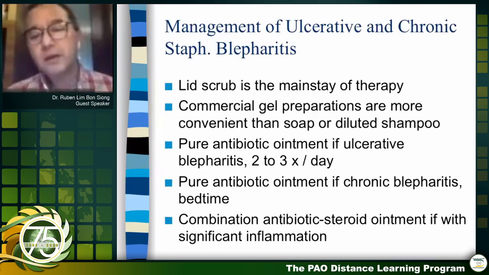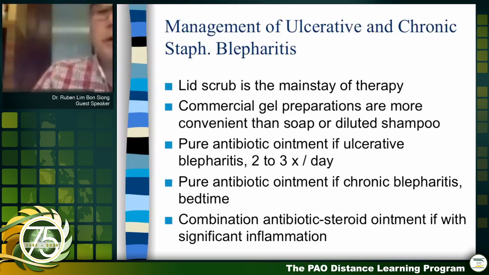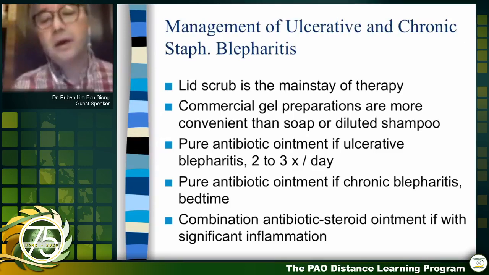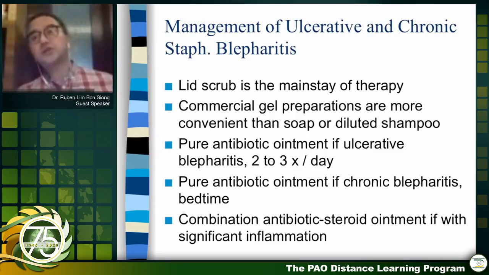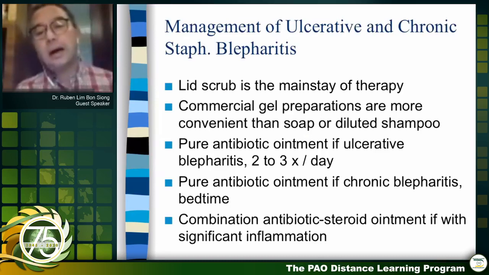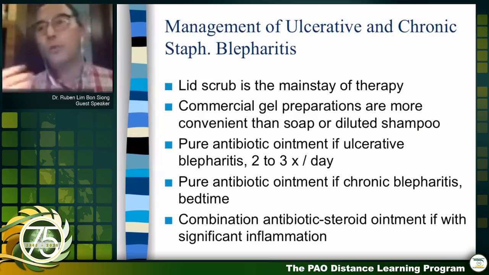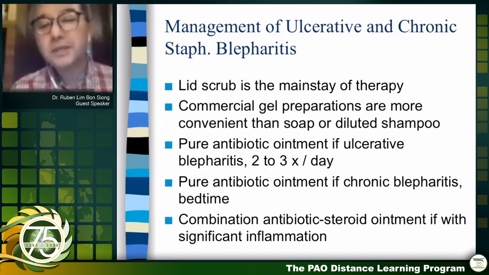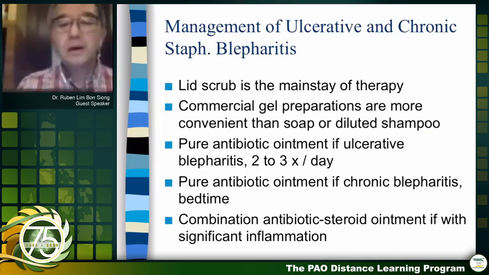Now, when you see significant inflammation at the lid margin, if the cornea is clear, there are no ulcerations or anything, then you can give antibiotic steroid ointment as a lid scrub instead of just a pure antibiotic. Okay, again, most important, lid scrub with ointment. If they cannot do washing, fine. If they cannot do shampoo, fine. But you cannot miss out on the ointment scrubbing. Okay, so that is the minimum that you can give for these patients.